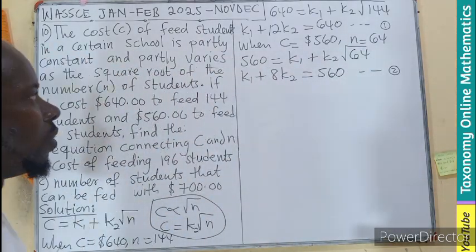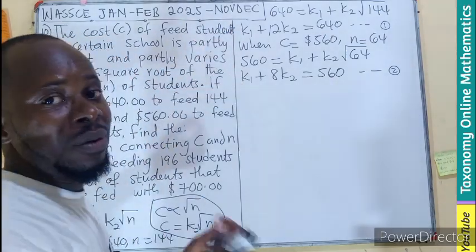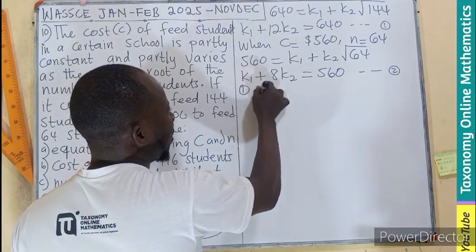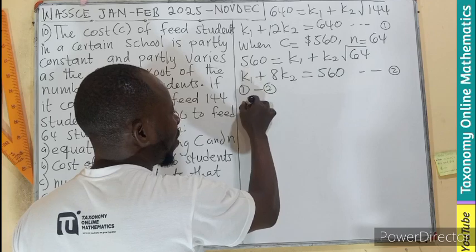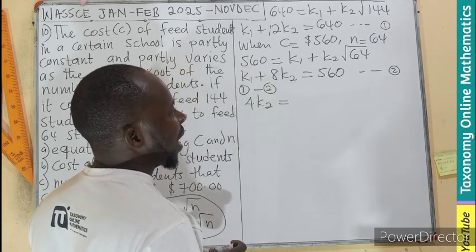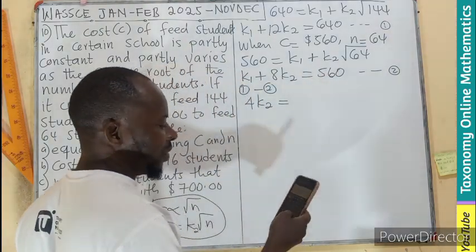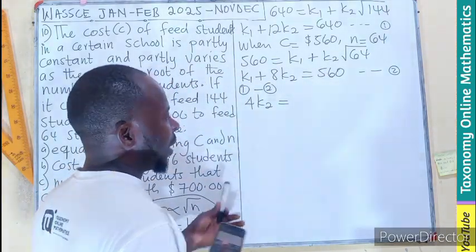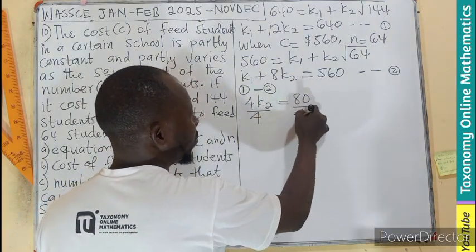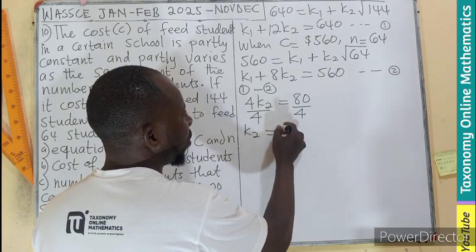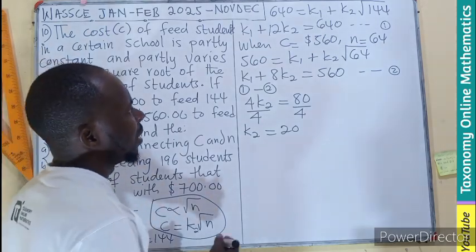So solving equation 1 and 2 simultaneously, I can see that K1 has the same coefficient, so I can perform subtraction. Equation 1 minus equation 2 makes K1 to be 0. 12 minus 8 gives 4K2, equals 640 minus 560, and that will give us 80. So we divide by the coefficient 4. K2 will give us 20.